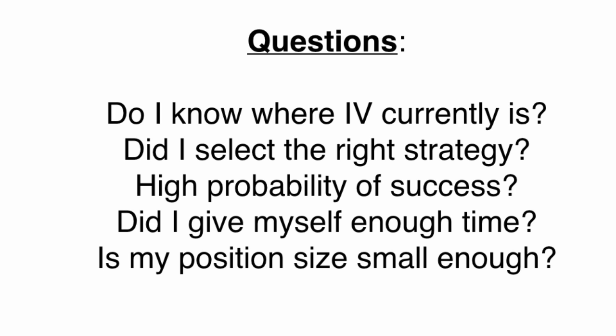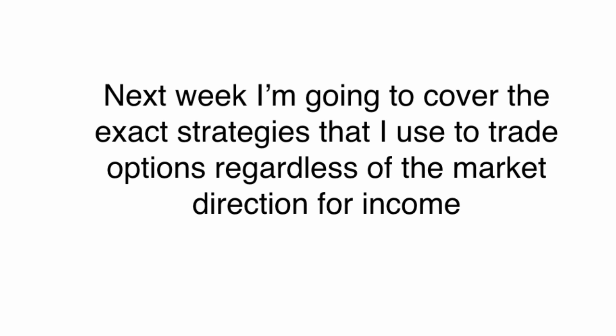High probability of success. Is my strike price that I've selected a high probability strike, or am I just trading a 50-50 bet? Did I give myself enough time? Are you trading the front month contracts or the back month contracts? Typically, I like to trade all my strategies anywhere between 45 and 60 days out. I'll still trade some contracts at 30 days, but implied volatility has to be really high. And finally, is my position size small enough? Am I managing risk with my position size? And again, go back through this video if you need help with that.